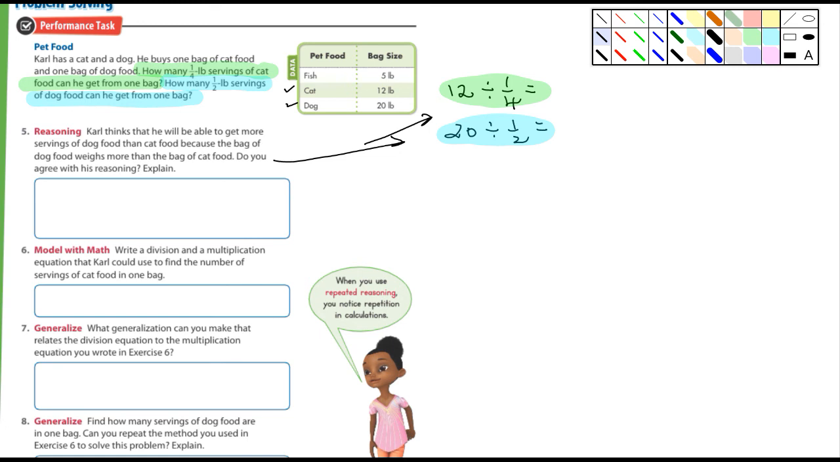Number 6, write a division and multiplication equation that Carl could use to find the number of servings of cat food in 1 bag. Well, I already did that one for you. All right, and I'm not going to say anything else. I mean, it should be pretty obvious to you. Number 7, what generalization can you make that relates the division equation to the multiplication equation for exercise 6? Not worried about it. Don't have to do number 7.